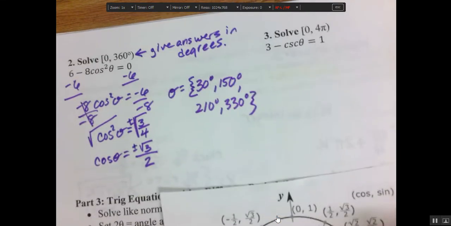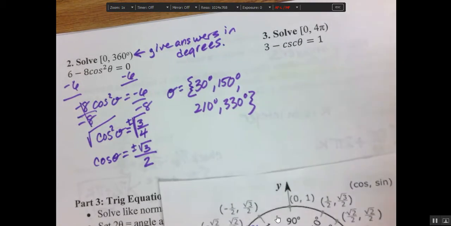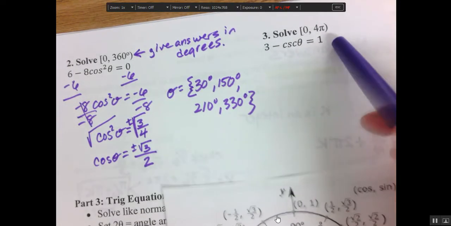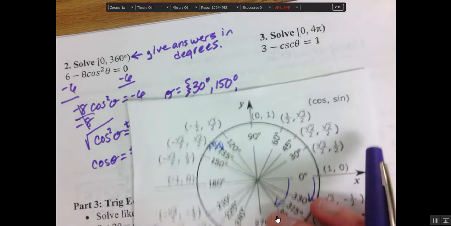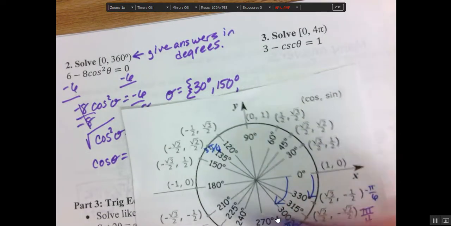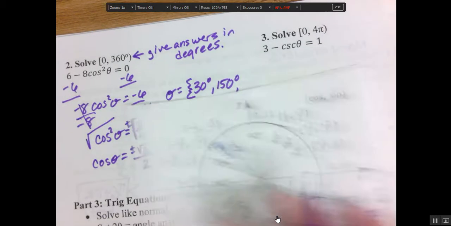Okay, I want you guys to take a minute now and try 4. It says to solve from 0 to 4 pi, so that means after you find the answers on the first unit circle, you need to add 2 pi to each of them to find answers on the next unit circle.